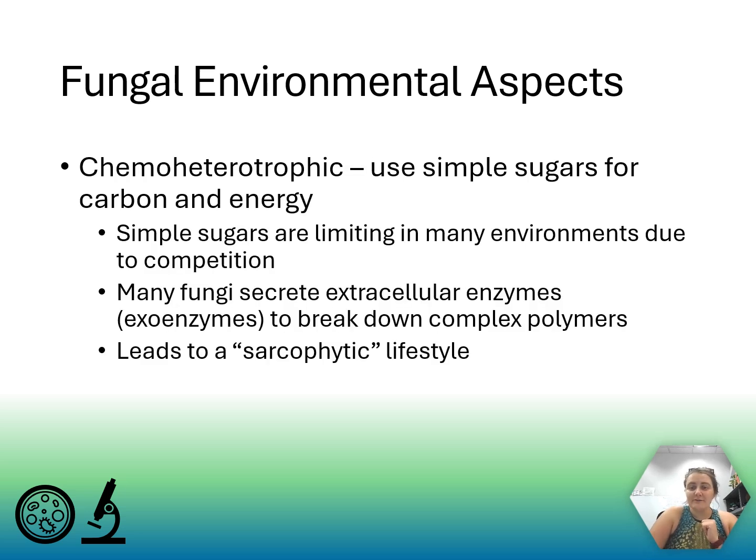So chemoheterotrophic means that the organism uses simple sugars for carbon and energy. So it uses simple sugars, carbohydrates, that are in the environment, and it uses those to produce energy. Now, many times simple sugars are limiting in the environment due to competition. They're a great energy source, so everybody wants to use them, right?